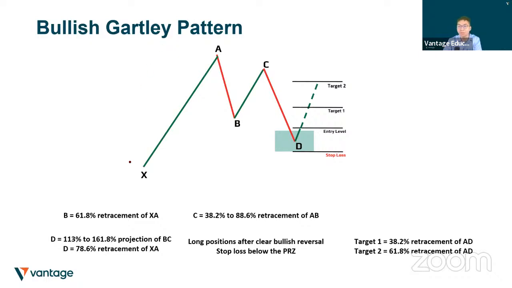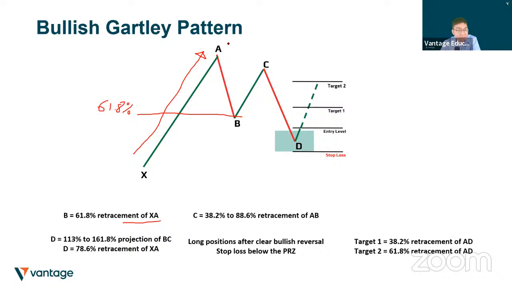After the impulse wave XA, the corrective leg should end at 61.8% retracement of XA. So the corrective A to B should be a 61.8% Fibonacci retracement of XA.